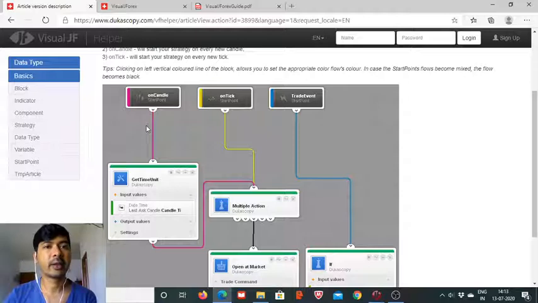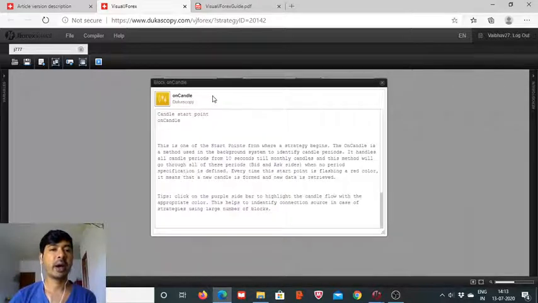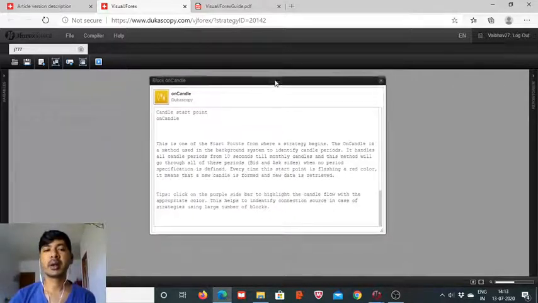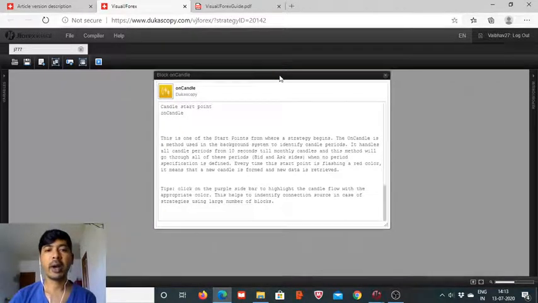This is the on candle start point. I will also give you an example of the on candle here directly on the Visual JForex platform. If you click on the info, you will get these basic details of what the on candle start point is all about. On candle basically is based on the candle parameter, and here you can have the candle period defined.